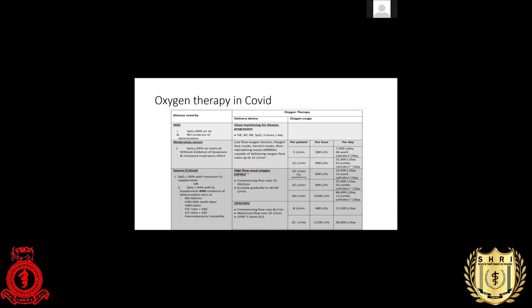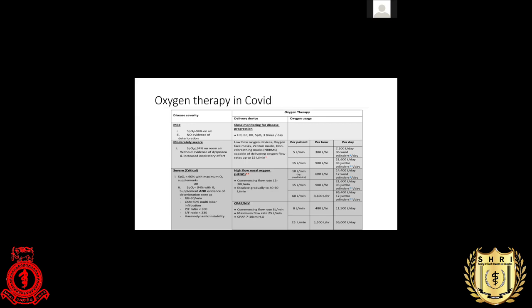When the patient comes into the severe critical form, that is when saturation is less than 90 with signs of increased work of breathing, you have to select either a high flow nasal oxygen cannula, CPAP, or NIV devices. We call them bridging therapy.